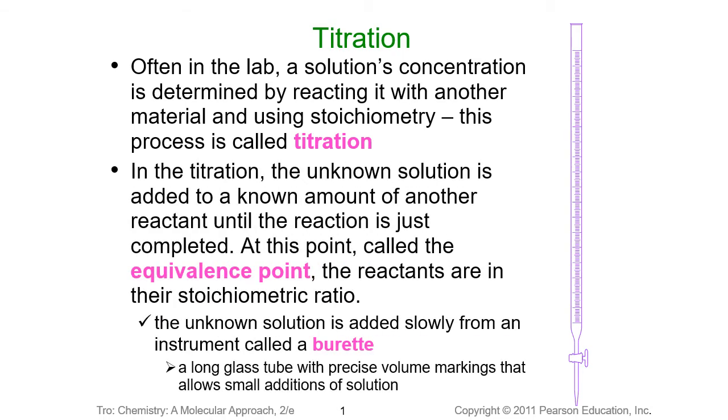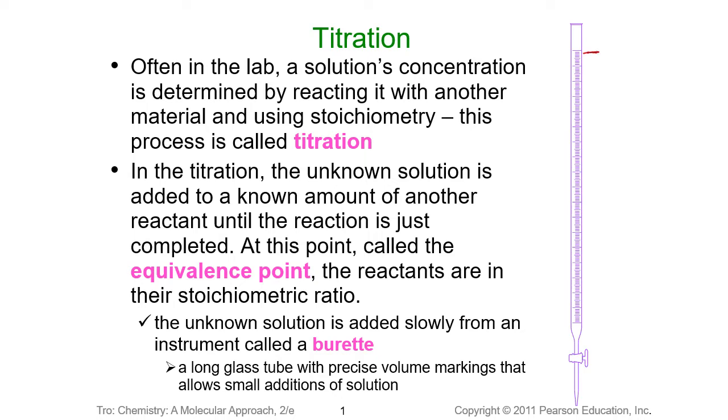Once we reach that point where the reaction is complete, that is what we call the equivalence point. Our reactants are in their stoichiometric ratio, and we can determine the concentration of our unknown. We use a special piece of glassware called a burette, a long, thin piece of glass that has very precise markings, and it allows us to measure multiple different volumes.